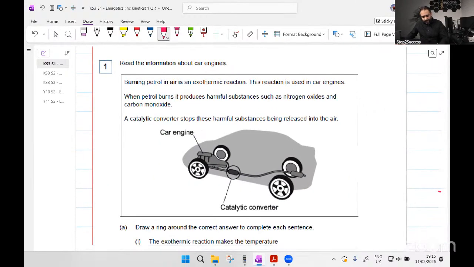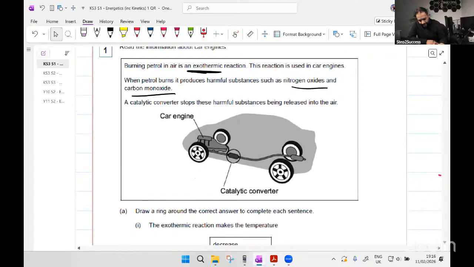Read the information about car engines. Burning petrol in air is an exothermic reaction. Just to be clear, exothermic reactions are ones that release energy. Usually, the best way to imagine that is a fire, right? A fire is burning, and therefore we have an exothermic reaction. This is used in car engines. When petrol burns, it produces harmful substances, nitrogen oxides and carbon monoxide.